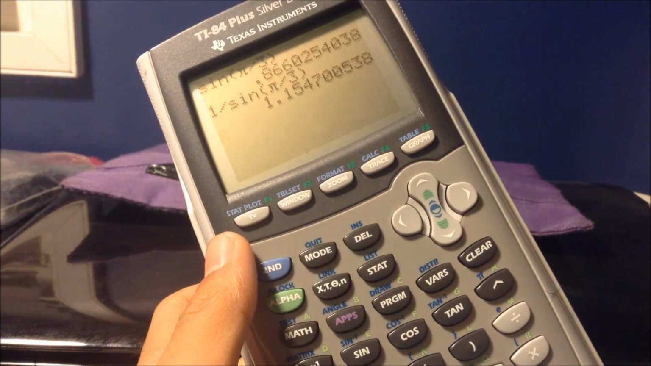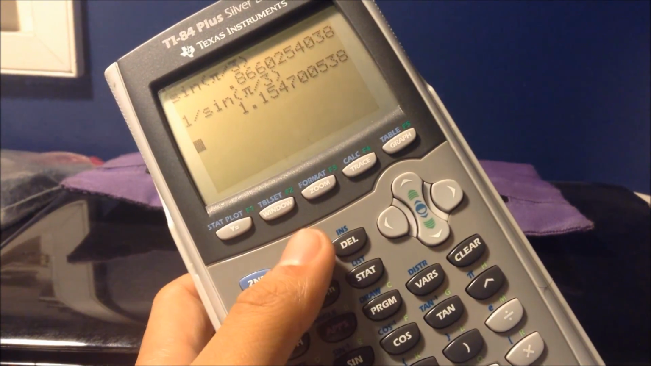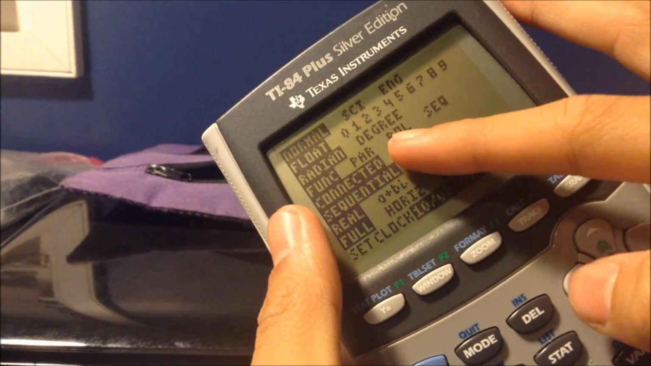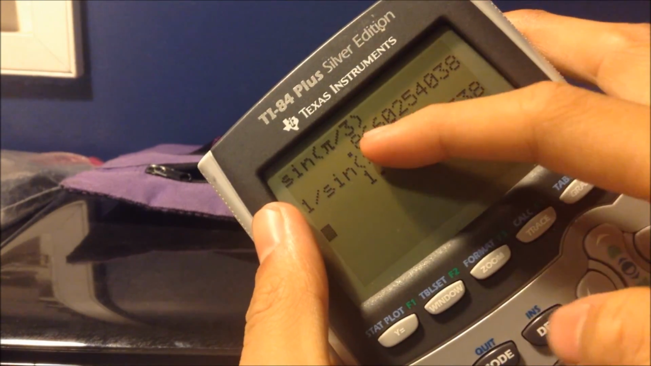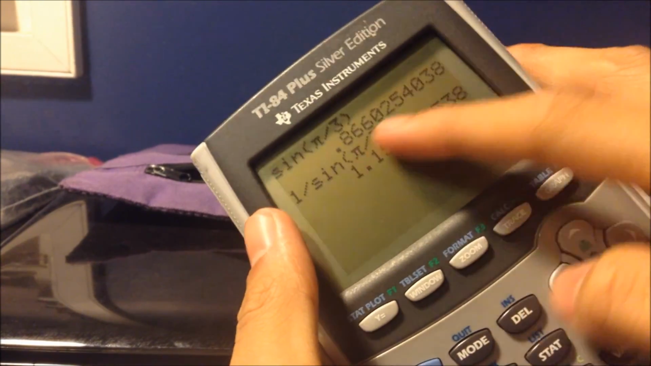Solving trigonometric functions is actually pretty easy with your calculator. All you have to do is make sure which mode you're in. If you have radians, you're going to put it in radian mode. If you have degrees, you're going to put it in degree mode. Since we have radians right here, we're going to find sine of pi over 3. All you have to do is input that, and that's where you get your answer.